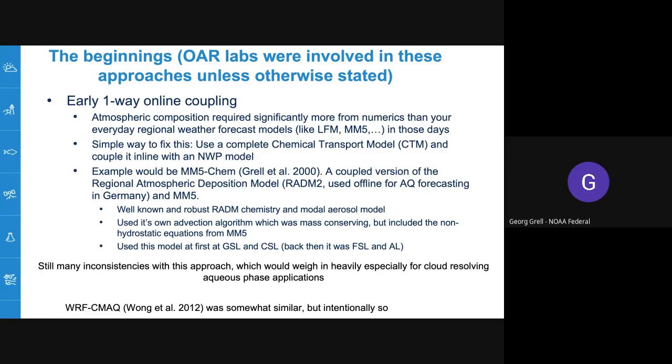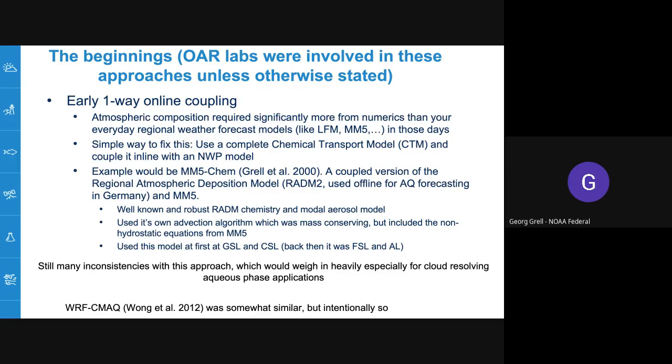An early online approach was MM5Chem, which coupled the well-known RADM2 chemical transport model. Since there was not much effort on mass consistency in MM5 for short-range forecasting, the coupled CTM had its own advantage. This model was used here at GSL and CSL about 20 years ago, also for a field experiment. There are still many inconsistencies with this approach, which would weigh in heavily, especially for cloud resolving aqueous phase applications, where you really want the same advection algorithms for all variables.